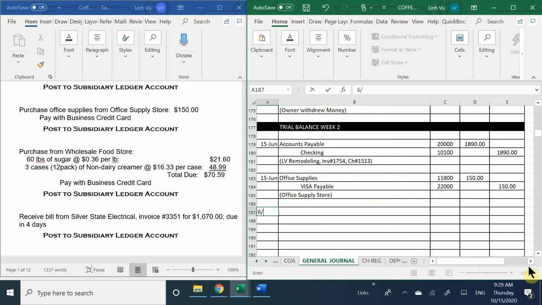So here, date. All right, so sugar was 11770, creamer 11775, right? So what amount am I going to place in here? Based on the explanation there, nothing indicates taxes nor deliveries or whatever other costs.